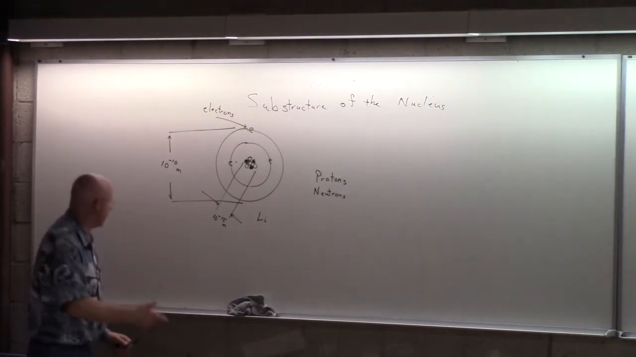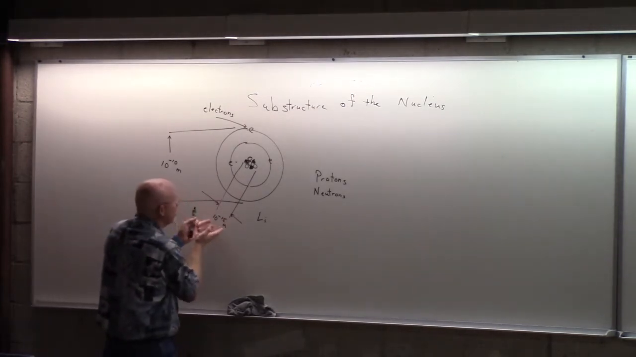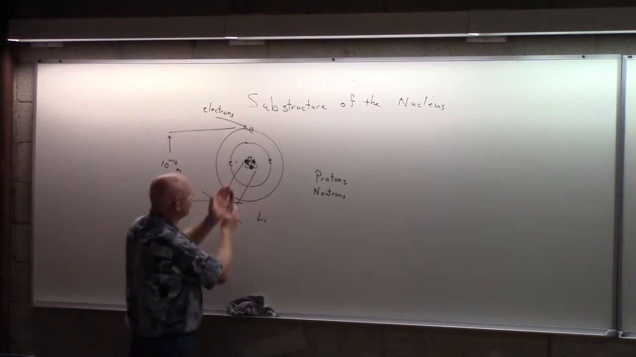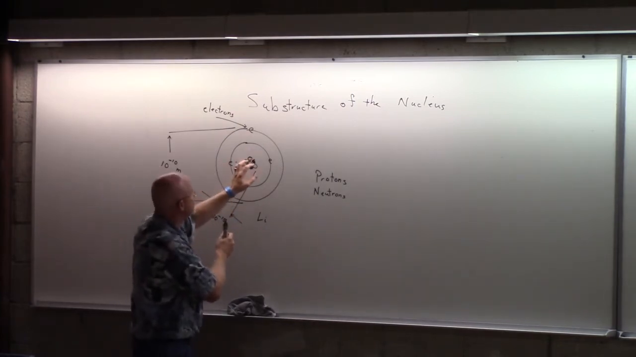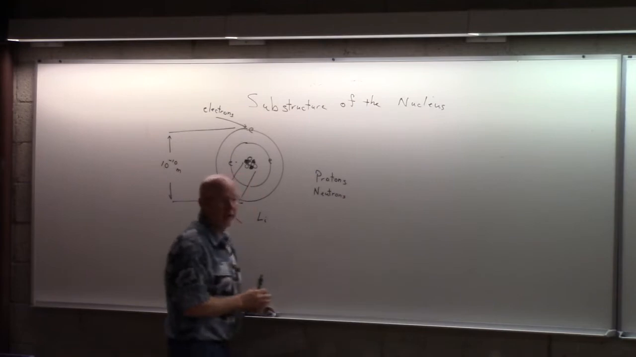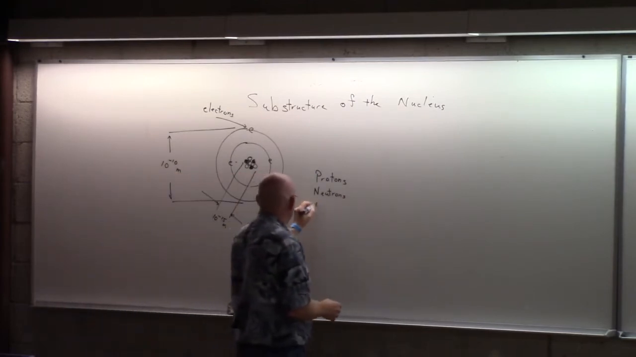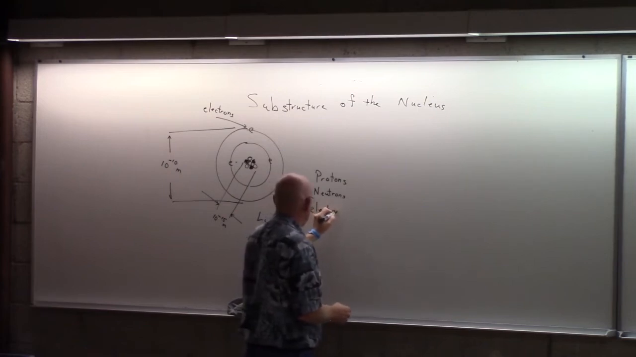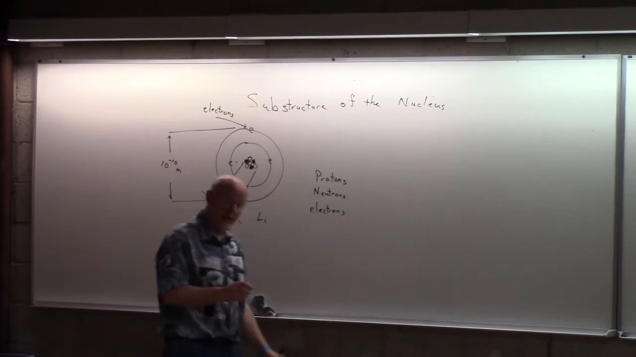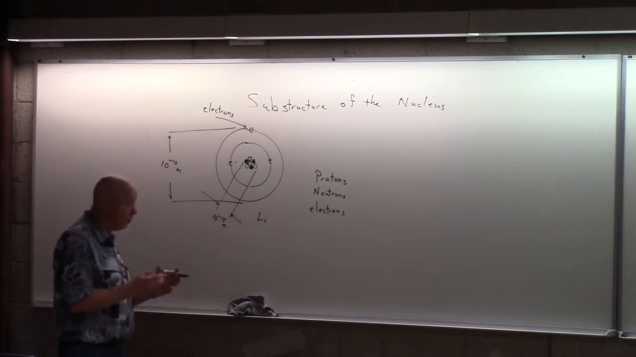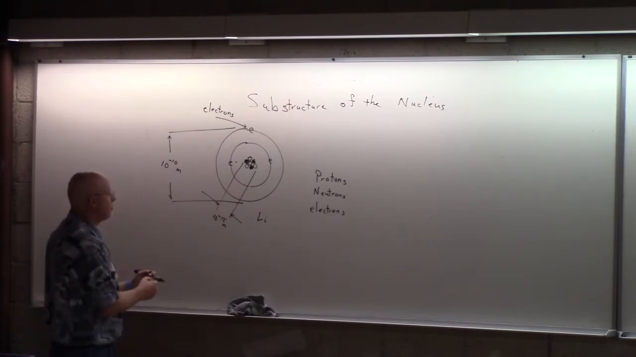Because now today, I want to go into here. I want to ask, what's going on inside here? What does this nucleus look like? And so we're going to see that a nucleus and an atom are made out of three things. The nucleus is made out of two things, protons and neutrons.